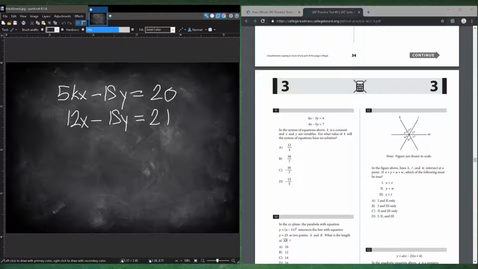Now I just need to make the right side equal to each other, but the left side has to be different. So the left side is good. I mean, the right side is good. I just need to make the left side equal to each other. So the negative 15 for y is already the same, so I just need to make 5k equal to 12. So k is equal to 12 over 5. So the answer is A.